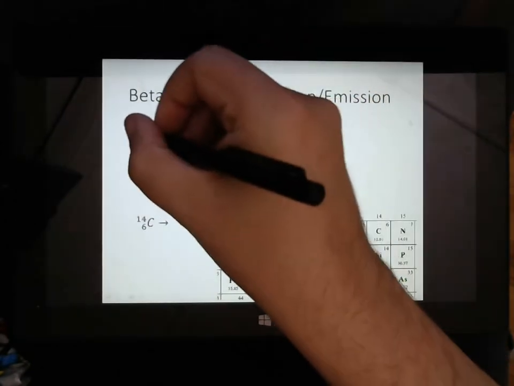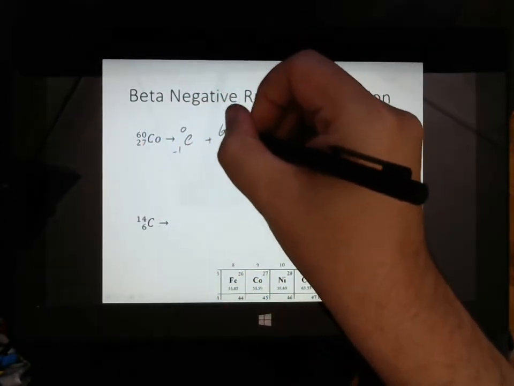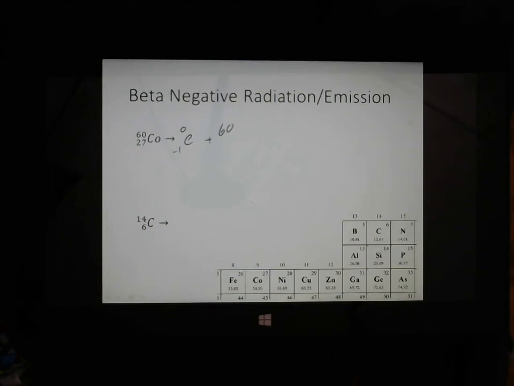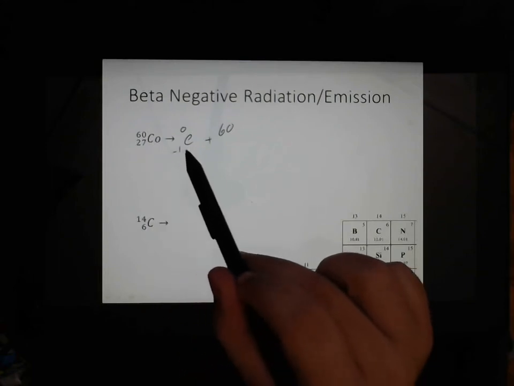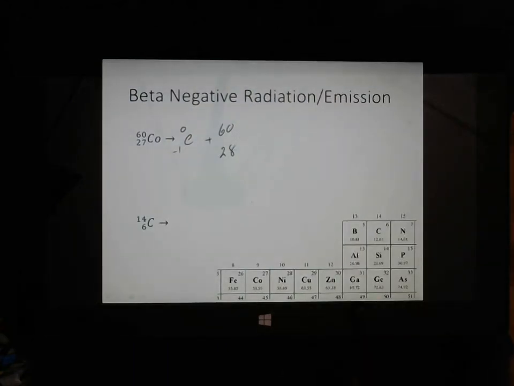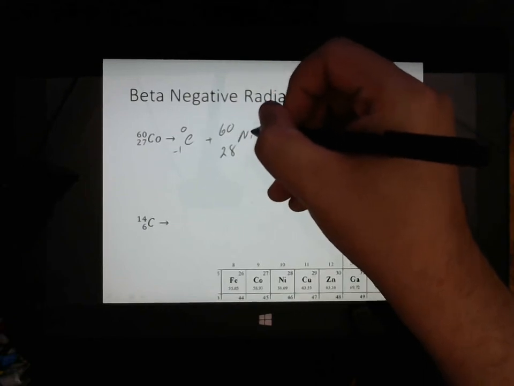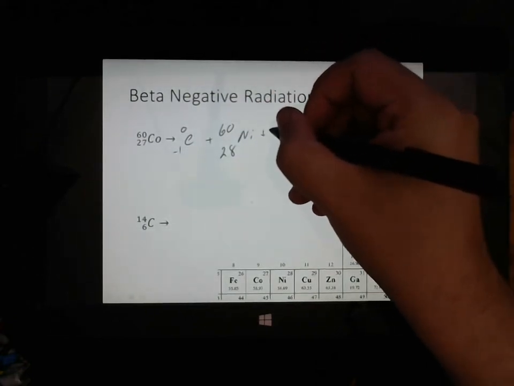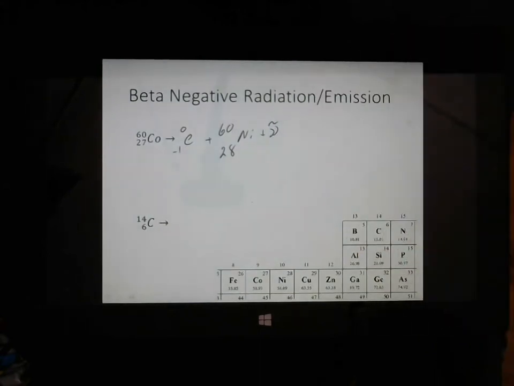So 60 take away 0 is 60. That's pretty easy. This one's the tricky bit though. 27 take away -1 is 28. Remember, when you subtract a negative, it becomes the same as addition. If you mess that up, you'd be doing beta positive radiation, and you will not get the marks for it. Okay, so we know that it's 28. Let's find cobalt. 28 is the next one up, so that's nickel. And because it is beta negative, we need to add our neutrino and make it anti. So there we go, there's our neutrino with a squiggle.